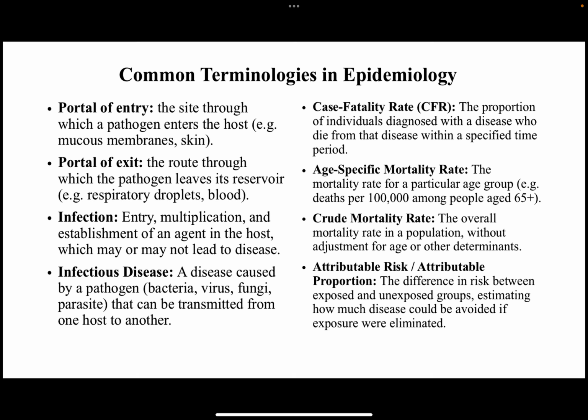Example, if smokers have 20% lung cancer risk and non-smokers have 1% lung cancer risk, then it tells us that if we are able to control smoking, we would be able to minimize the occurrence of lung cancer, because smokers are having 20% lung cancer risk and non-smokers are having 1%. It means that the disease is very common among smokers. So attributable risk or attributable proportion helps us to identify the exposures, the possible factors behind the occurrence of a disease. Is that okay?